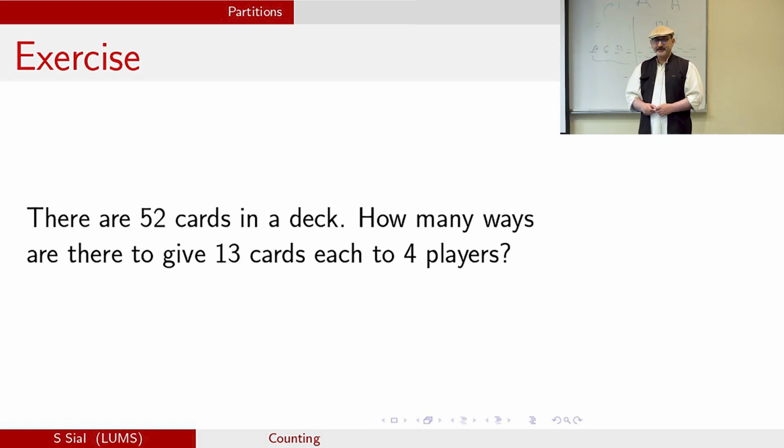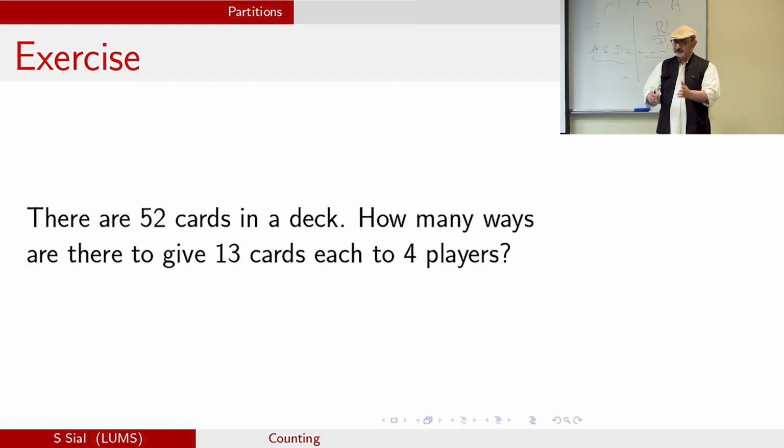52 cards in the deck. 52 distinct symbols. They have to be divided among 4 players, 13 cards each. How many ways? Yeah? 52 factorial over 13 factorial, 13 factorial, and so on. Yeah, right.